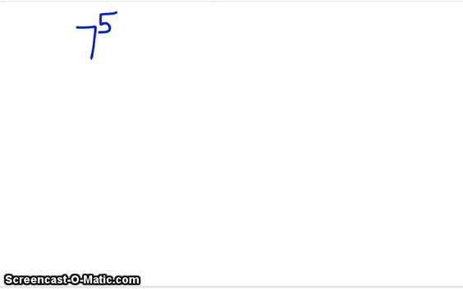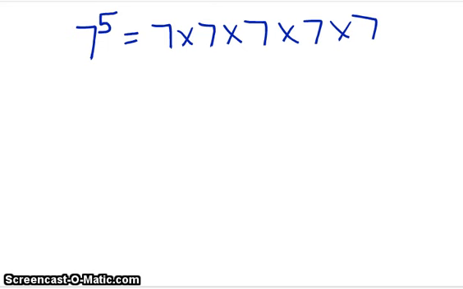So let's practice what we've learned. Read this number. Say it out loud to yourself. You should have said 7 to the power of 5 or 7 to the 5th power. And you should recognize that that would mean 7 times 7 times 7 times 7 times 7. You see the base is 7 and the exponent tells you how many times you're going to multiply the base.